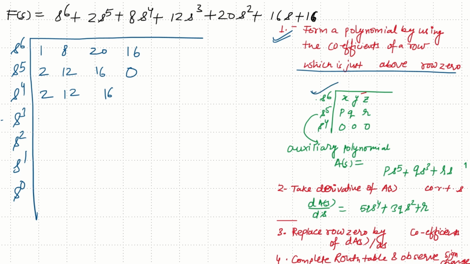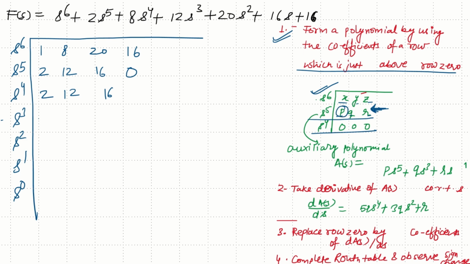Let us assume that this is the Routh table. S to power 6 is the highest power, then s to power 5, s to power 4, and these are the coefficients x, y, z, p, q, r, and the s to power 4 coefficients become 0. Then this is the row just above the row of zeros, and we will form a polynomial from it. How do we form the polynomial?